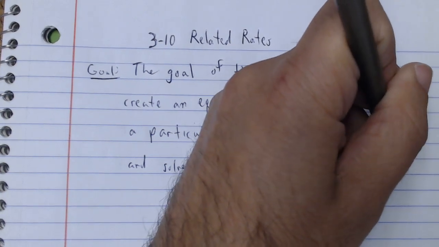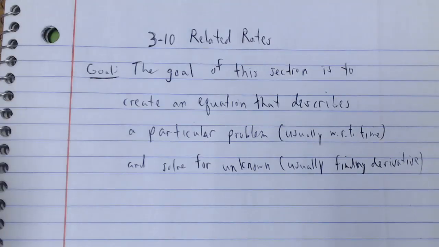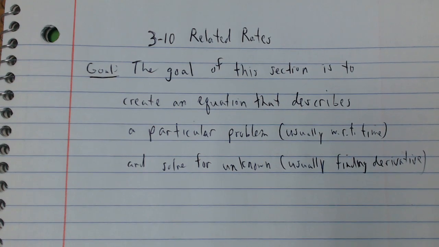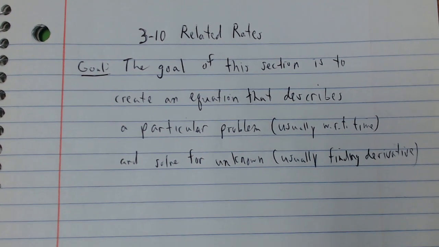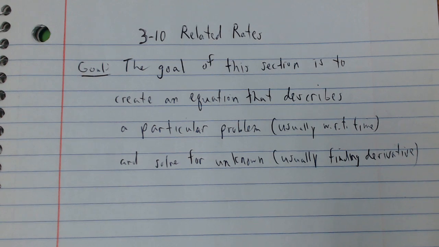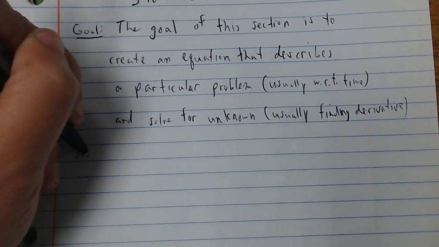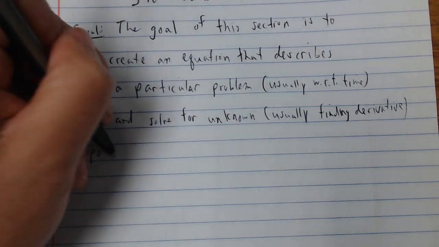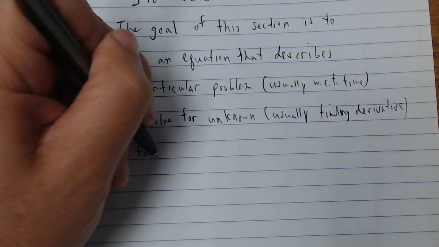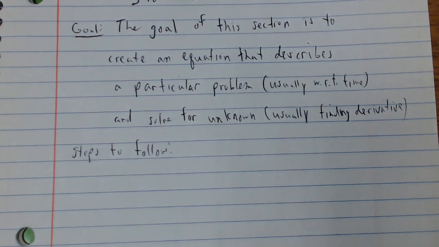Okay, so what you'll notice is we'll be asked to solve for a certain problem, and we need to come up with an equation that describes it. That equation is affected by time, and then we find the derivative to help us solve for the unknown. So let's actually talk about the steps involved in solving these related rates type problems, and then we will do an example where we'll put these steps to use.